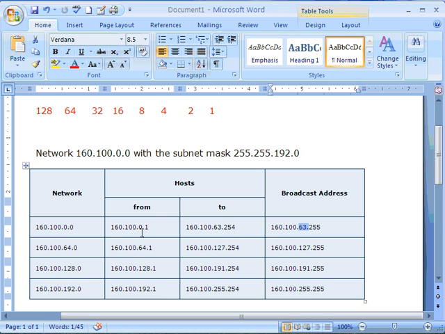You keep doing this all the way down, and that's your completed table. So take a look at it and have a good time with it. Thank you.